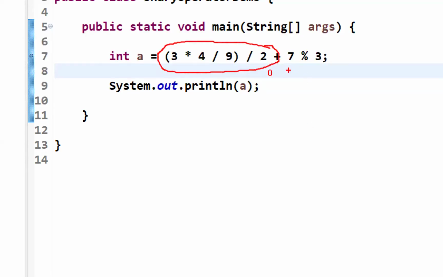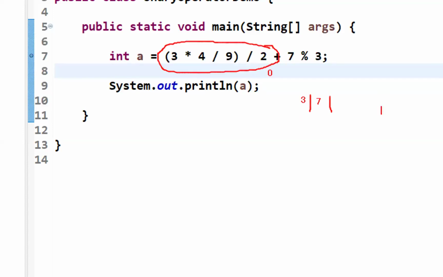0 plus 7 modulus 3. Will plus be evaluated first or modulus? Modulus has high priority. 7 mod 3, how much? Mod means you get the remainder, not the quotient. What's the output of 7 mod 3? 3 twos are 6, so the remainder is 1. Again, don't get confused. There is a big confusion between division and modulus for you people, I can understand. That's why I'm explaining repeatedly.